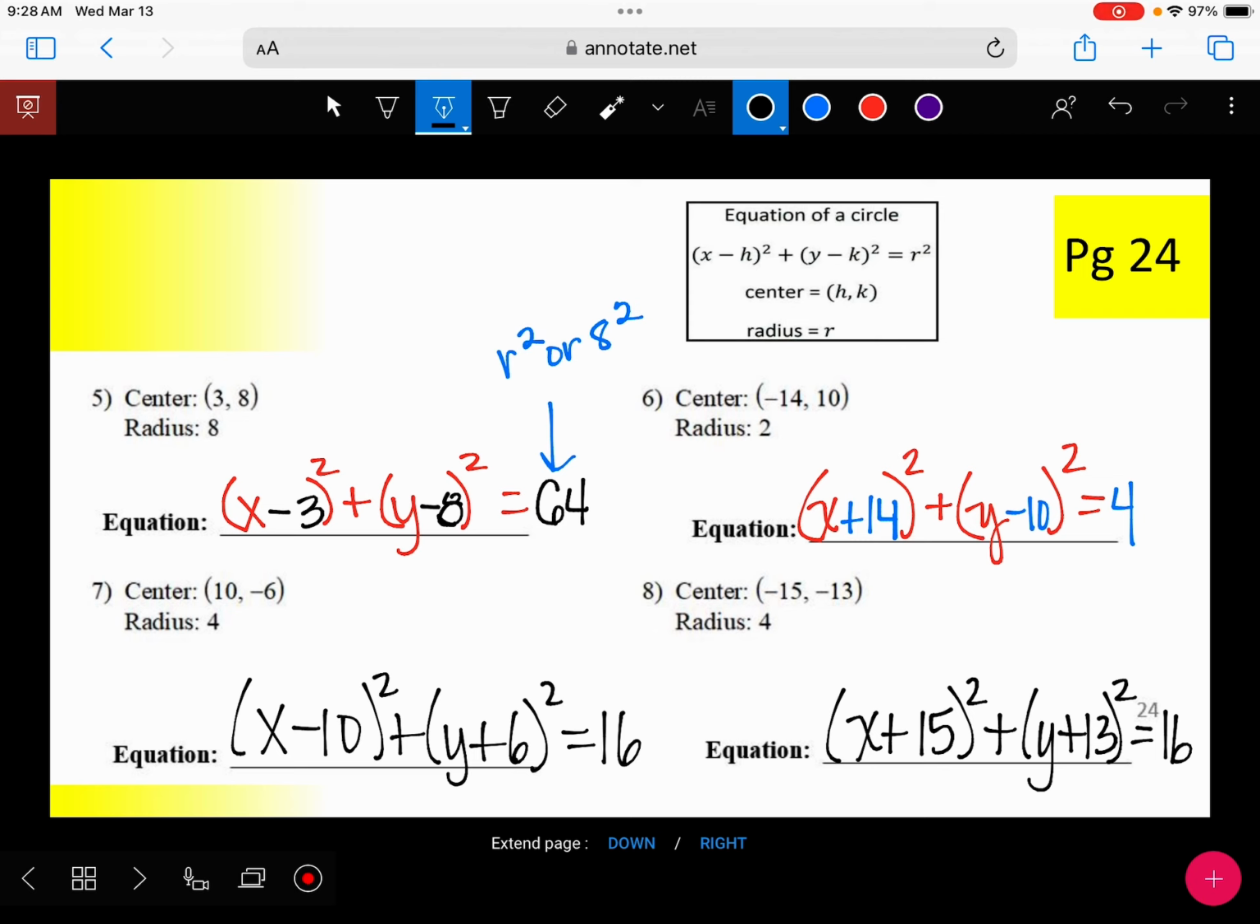What did I do wrong? So, but it always equals 4 squared. So it equals r squared. So at the end, you always have to square the radius. You have to square the radius. So right here, yeah, this is 4 times 4. Good question, though.